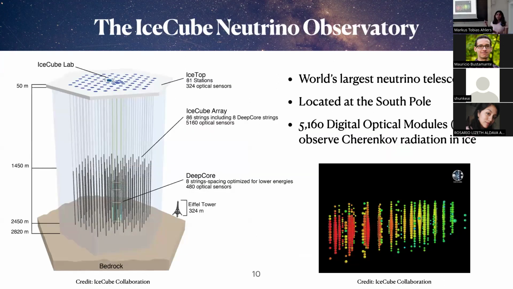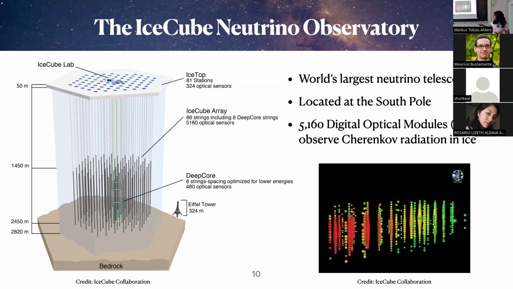So you've seen this before in a couple of the previous talks, so I won't spend a ton of time here. But for this analysis, we use data from the IceCube Neutrino Observatory, which is the world's largest neutrino telescope. It's located at the South Pole, and it consists of 5,160 digital optical modules, shown over here, which observe Cherenkov radiation in ice. So the figure down here shows a sample event display from IceCube, where each dot corresponds to a single DOM that observes light within the detector, and the size of that sphere shows the amount of light that was seen, and the color represents the time.